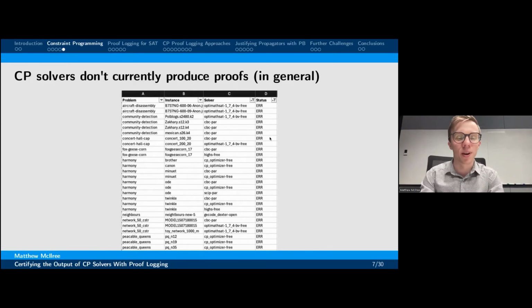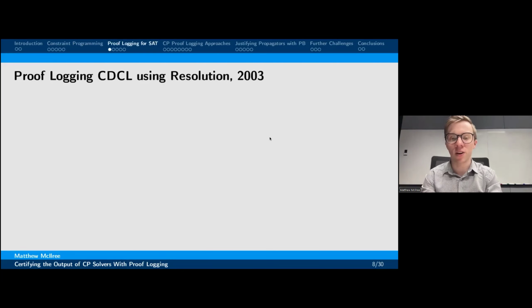So I'm going to assume from now on that you're sold on the idea that CP solvers should produce proofs and work towards what research has been done in order to get them to do that. So probably useful for the background is to go through some of what's been done in proof logging for SAT solving, just very quickly.